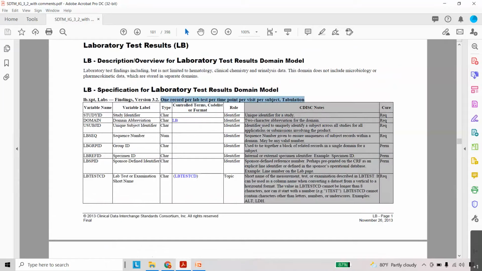So, for example, one subject may go for analysis on the same day, or go for different visits, and even in a single visit he may give one sample. Even that sample will go for different categories, and in one category there might be different tests. That's why it is one record per lab test per time point per visit per subject.